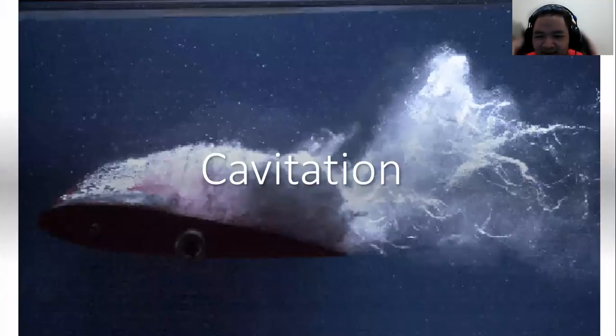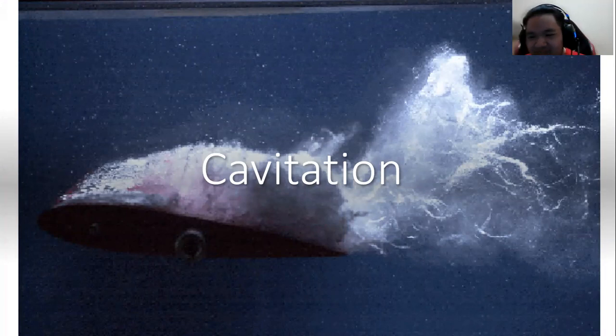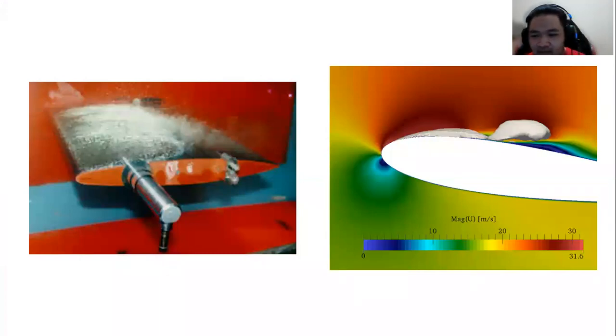But there is a phenomenon called cavitation. Cavitation is the phenomenon of a fluid changing to the vapor phase. Wigcraft is an innovation to prevent cavitation that occurs in hydrofoils. Cavitation will produce bubbles that contain steam. These bubbles not only produce a loud sound, but can also damage the hydrofoil.